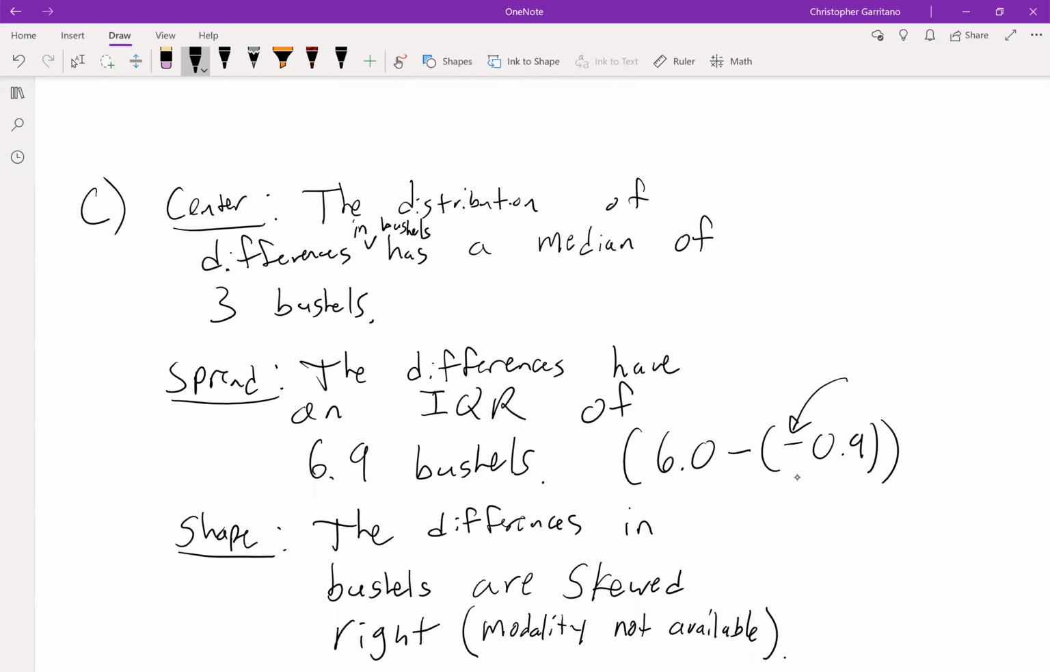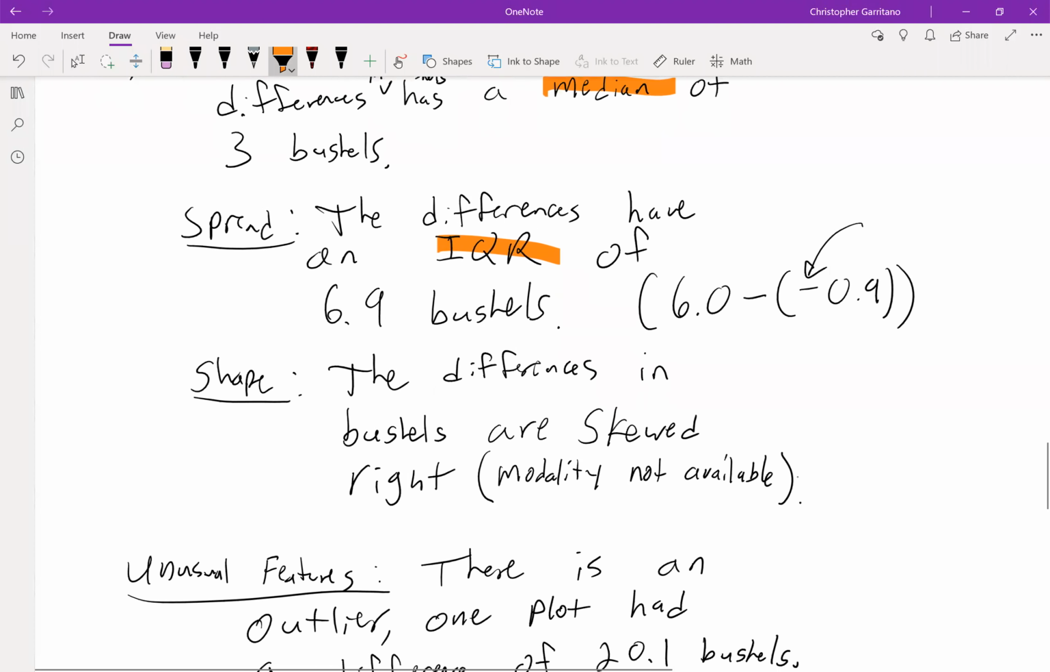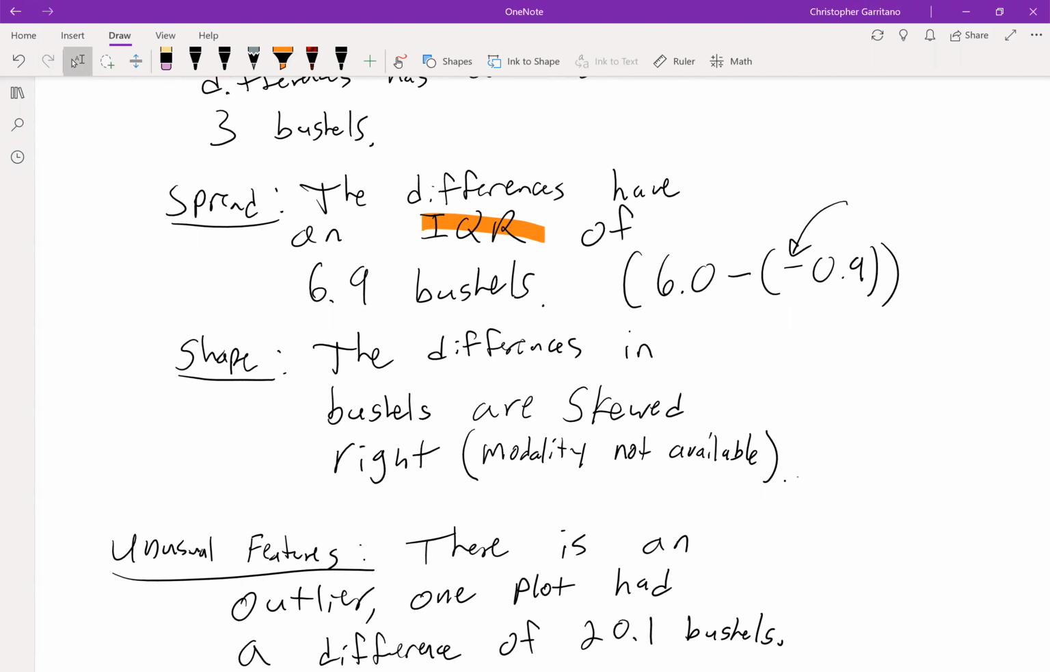By the way, the reason I'm using median and IQR is because of the shape. And if you look at the shape, you can see that the differences in bushels are skewed right. Modality is not available, so unfortunately we can't mention modality, although in general it is a good idea to mention both skewness / symmetry and modality for shape. But in this situation, that is not available.